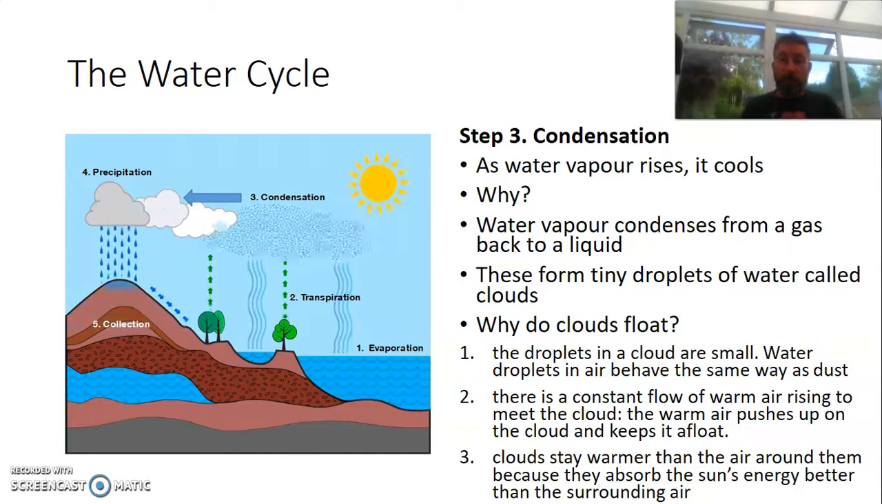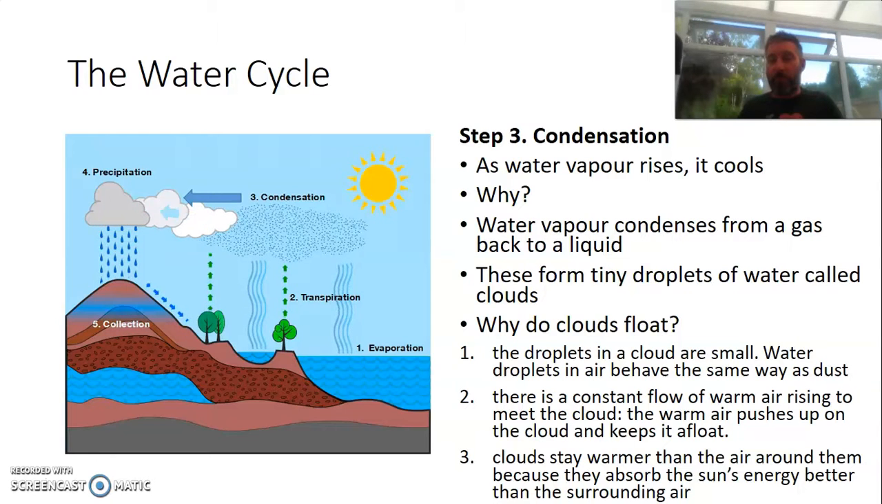Finally, clouds absorb more heat energy than the air around them. And because they absorb more heat energy from the sun, that means that they are a higher temperature, which also enables them to stay buoyant, a little bit like a hot air balloon. The air inside is hotter than the air outside, so it maintains its buoyancy.